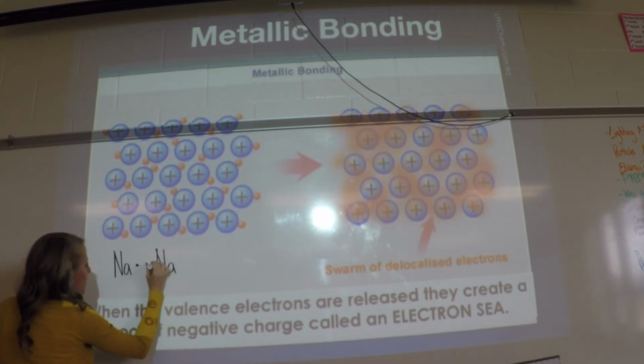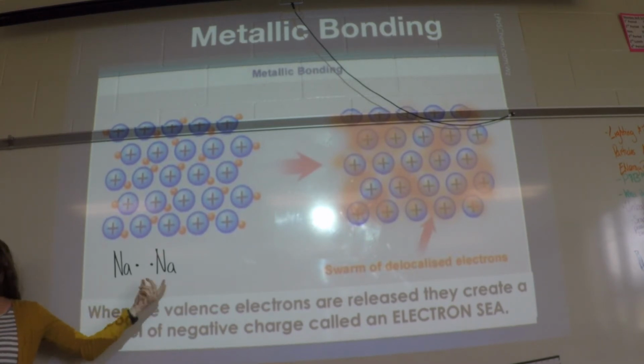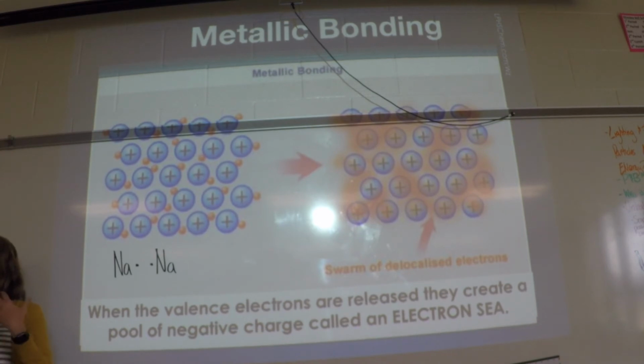So if sodium wants to bond with itself, if it's a metal, why can't it just share with one other atom to be happy? Because that's only two. 1 plus 1 does not equal 8. Well, unless you're hydrogen. So the reason we get this sea of electrons is because they don't have enough to just share with one other. So they do this big group sharing in order to get their full octet.